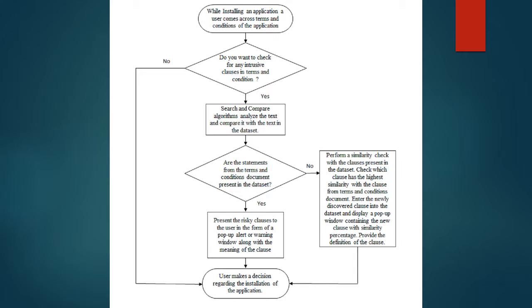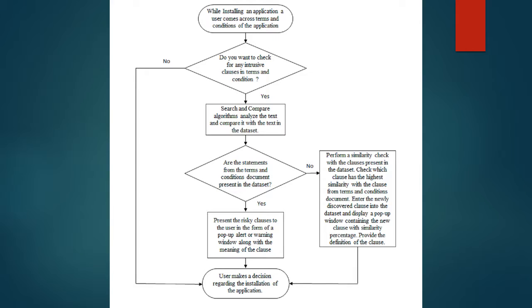But if the user wants to search for the intrusive clauses, the system will run the search and compare algorithm to analyze the text and compare it with the text in the dataset. After the comparison, if the statements are detected in the dataset, the system will raise an alert in the form of a window and will display the clauses which can harm them and the meaning of those clauses.